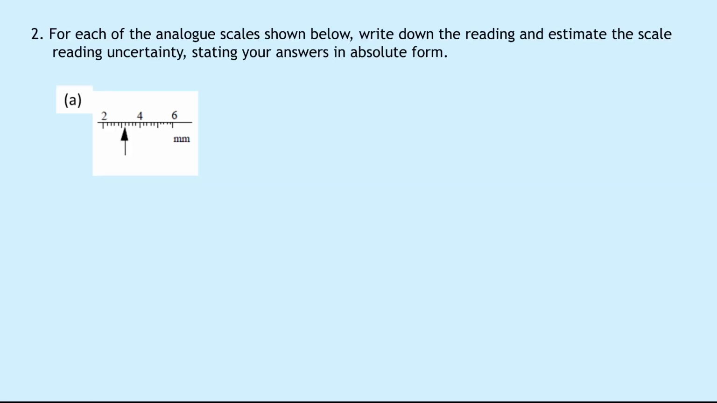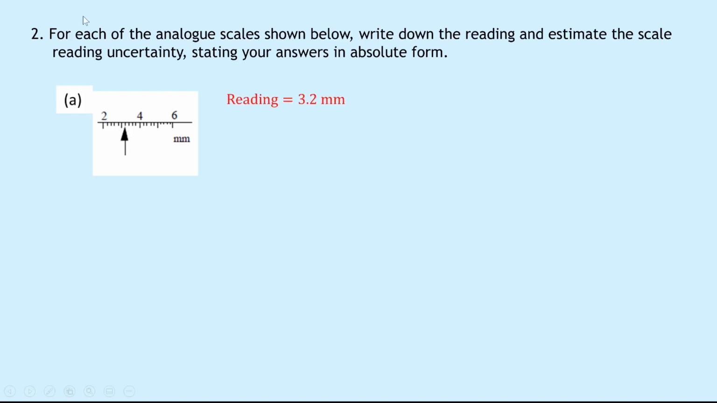Question 2 has 3 parts, parts A, B and C, and it says for each of the analog scales shown below, write down the reading and estimate the scale reading uncertainty, stating your answers in absolute form. In part A, we've got a scale in millimetres, and you'll see that the arrow points to this division marking here after halfway between the 2 and the 4, so that's obviously going to be 3. Between the 3 and the 4 there are 5 little divisions, which means that the arrow is pointing to the reading of 3.2 millimetres.